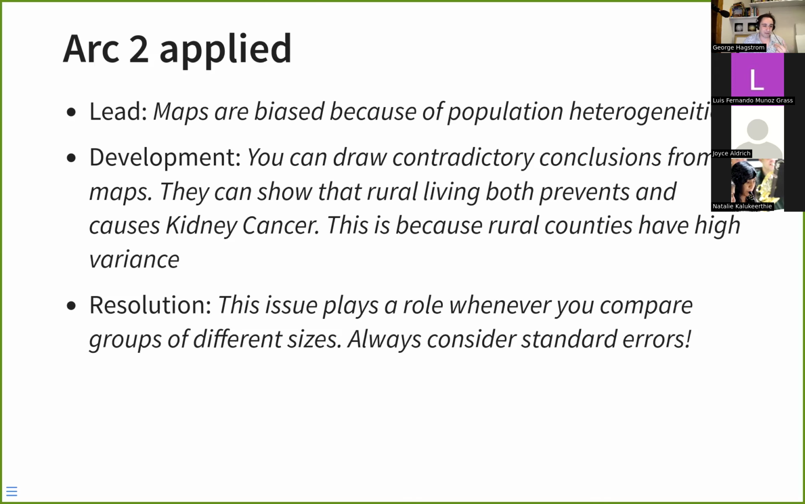If I wanted to do this lead, development, resolution story arc for the kidney cancer case, I might do it like this. My lead might be: maps are biased because of population heterogeneities. My development might be: you can draw contradictory conclusions from maps. They can show that rural living both prevents and causes kidney cancer. This is because observations of low population rural counties inherently have high variance. Resolution: this issue plays a role whenever you compare groups of different size. Always consider standard errors.